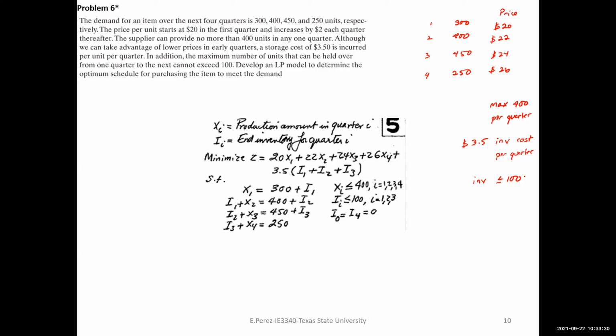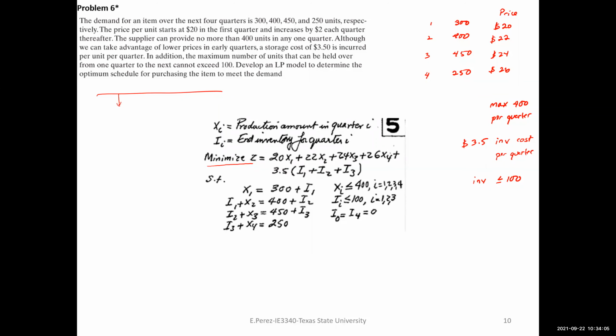So we have a price associated with producing in each quarter, and we have a price associated with the inventory. So our goal again is to minimize the total cost, which is the summation of producing this many units in each quarter plus the inventory cost, which is 350 per inventory that you carry in every time period.